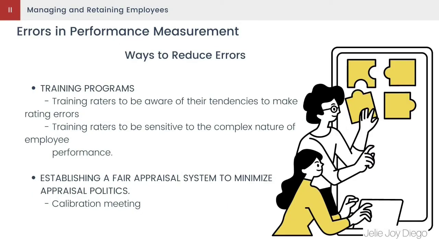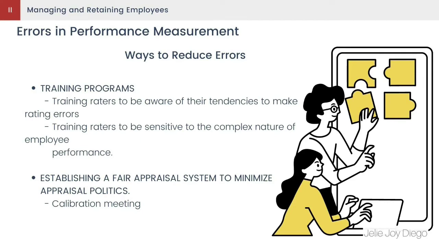To minimize these errors, presented are the ways to reduce errors. The first is the implementation of training programs. Training programs help raters to be aware of their tendencies to make rating errors. Moreover, trained raters can be sensitive to the complex nature of employee performance, so they will consider many dimensions of performance in greater depth.